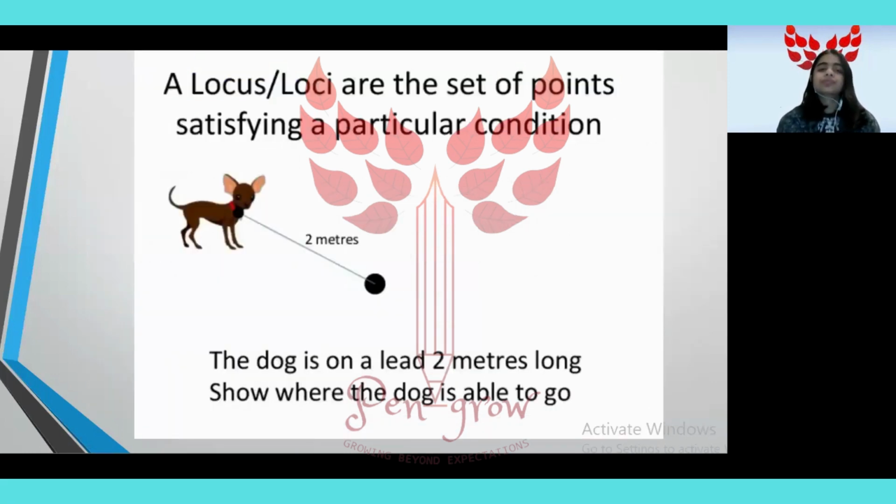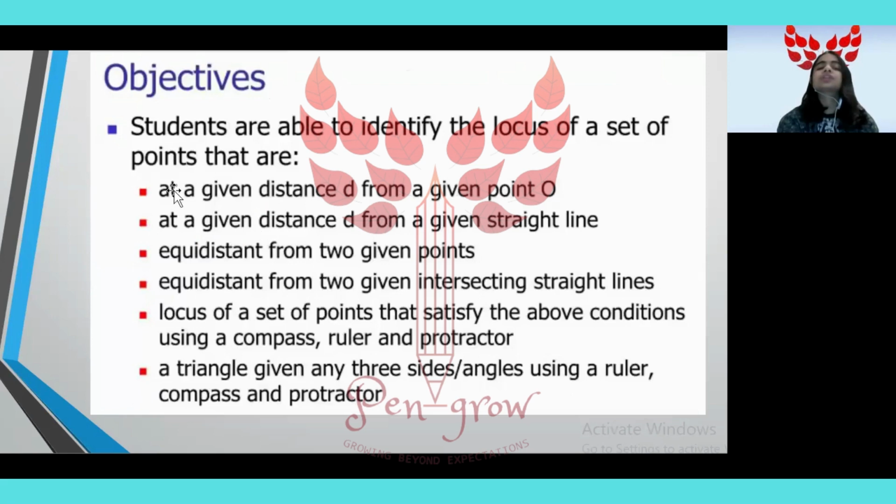So now basically, as you can see, there's a dog and it is on a lead 2 meters long. Show where the dog is able to go. So what we are going to do through this question and the upcoming questions, we are understanding the first objective, that is at a given distance d from a given point O. That is what we are going to look at, right? So the locus of a set of points which are at a given distance d from a given point O.